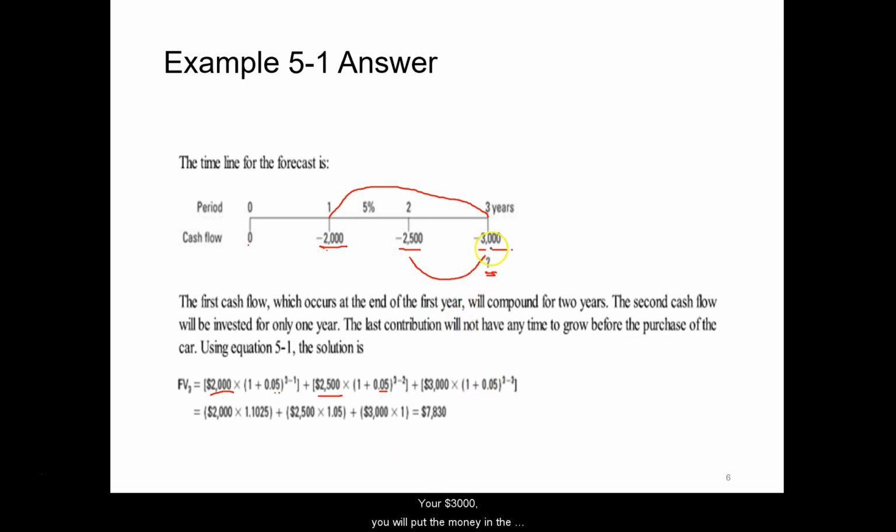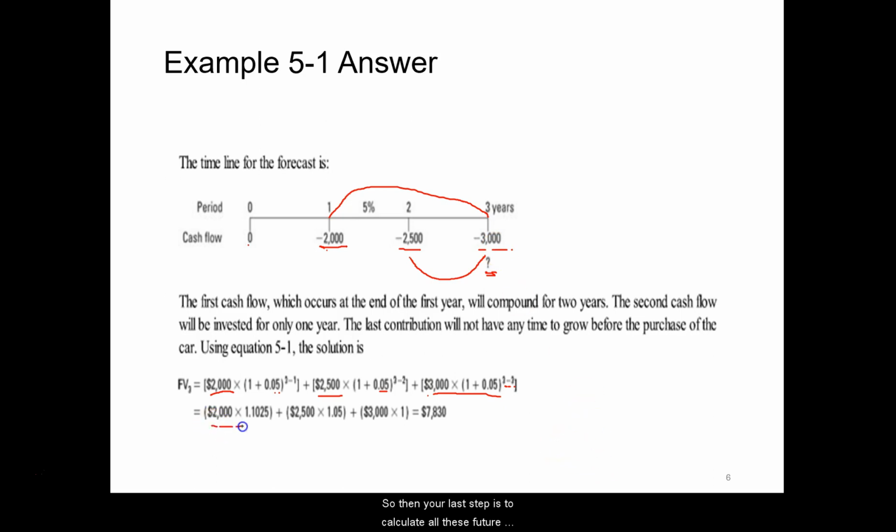Your $3,000, you will put the money in the account, but that money actually doesn't really have much time to grow or to compound. So if you use 3 minus 3, that's 0. So 1.05 to the power of 0 will simply be 1, and your $3,000 multiplied by 1 is $3,000 itself, simply because it doesn't have time to grow, right? So you're going to put the money into your account, and the next day you're going to take it out. And that is not really going to give you much interest.